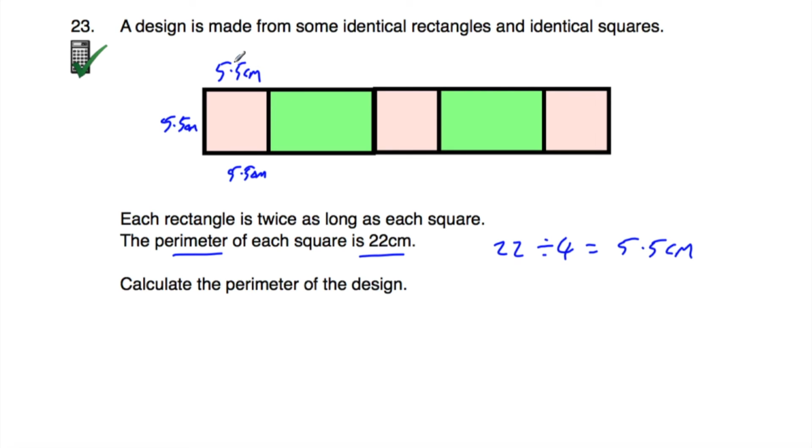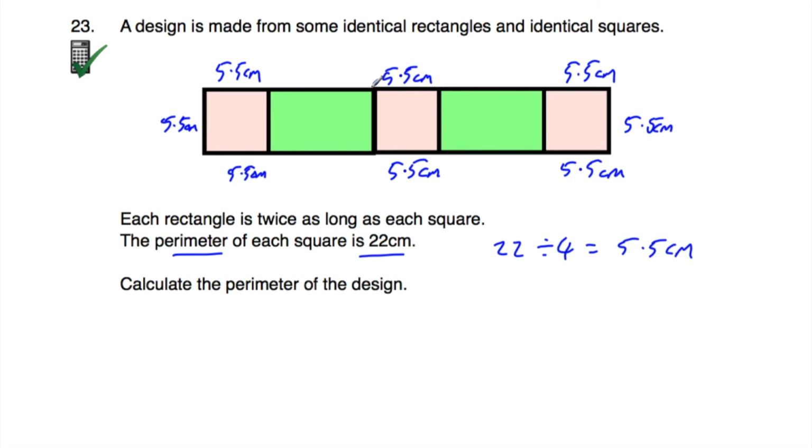I'm not going to write that down because we want to find the distance around the outside of this design. I'm also going to write 5.5 centimeters there in terms of the length of that square, and 5.5 centimeters there, 5.5 centimeters here, 5.5 centimeters, and 5.5 centimeters. So we've got a lot of the information in terms of finding the perimeter of this design.